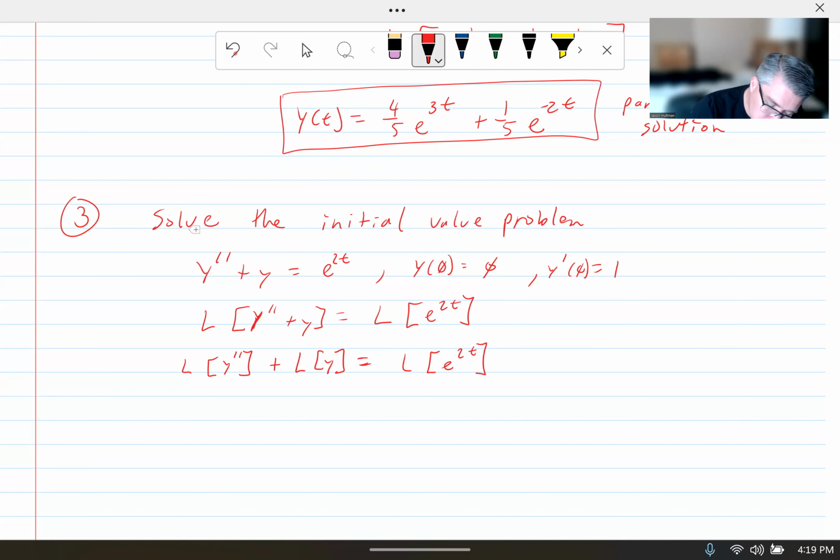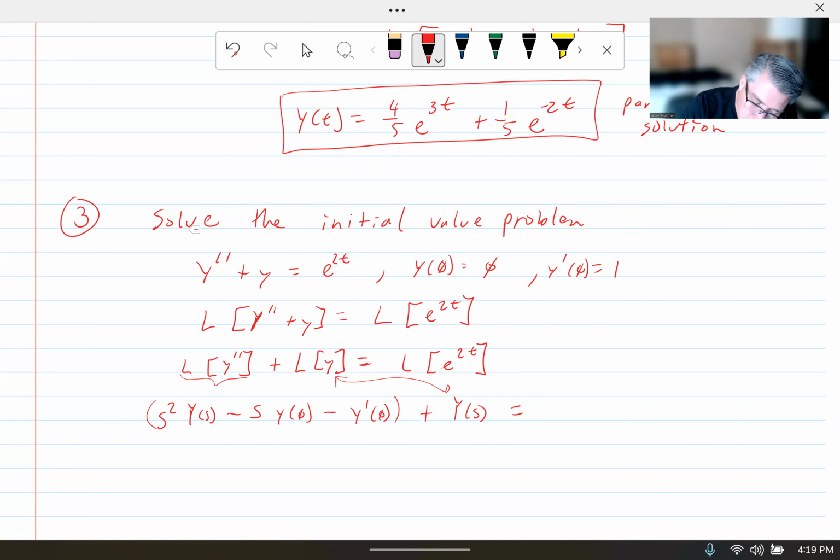Okay, well, what was the Laplace transform of y double prime again? Well, that's a little earlier on in the notes. Okay, but it was just s squared Y(s) minus s y naught minus y prime naught, right? So that was L of y double prime. Well, what's L of y? Well, that's just Y(s). That's the definition of Y(s), the Laplace transform of y.